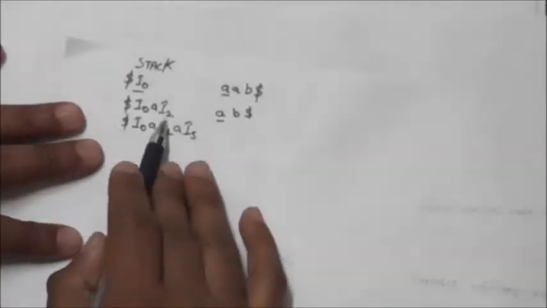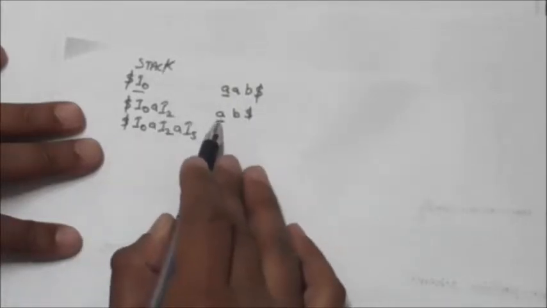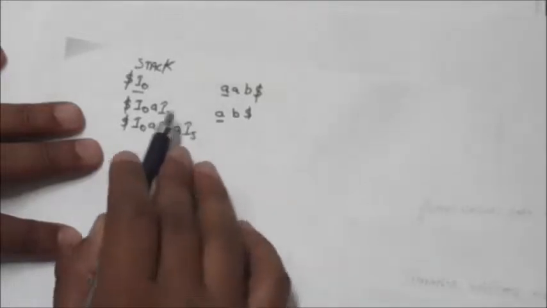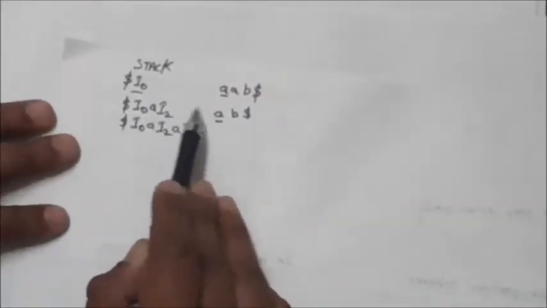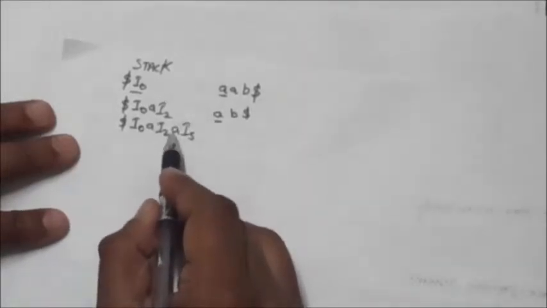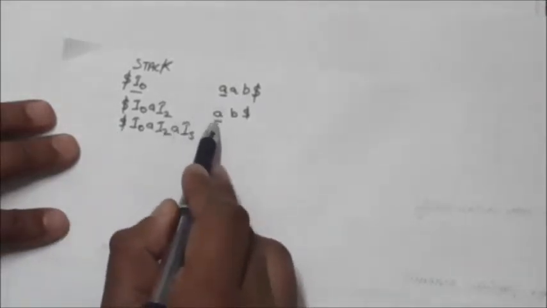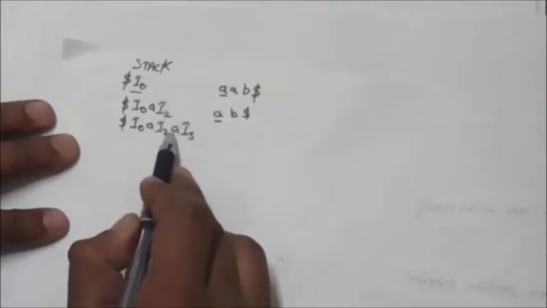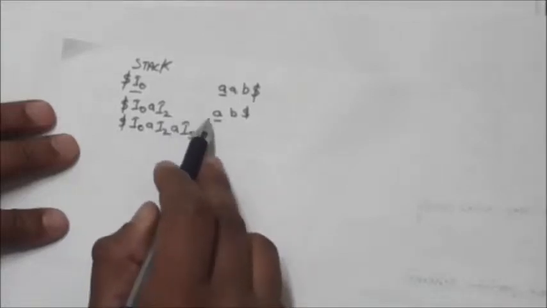Now at the top of the stack we have I2 and the input pointer is pointing to the terminal symbol A. So what will be the next move? To find the next move we need to check the action table. In the action table, at the row labeled by I2 and the column labeled by terminal symbol A, the entry is S5. It means shift this terminal symbol A and jump to state I5. So now the terminal symbol A will be shifted, and after that we will insert the state of the DFA, that is I5.